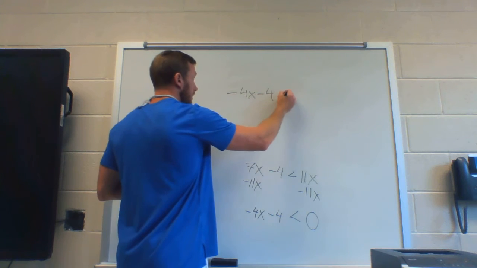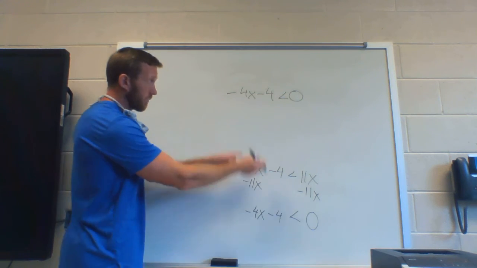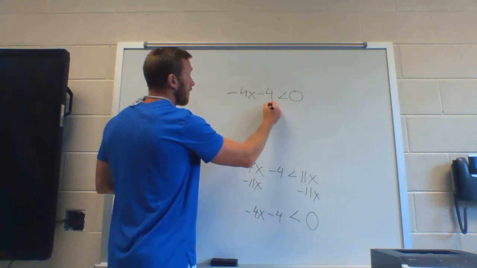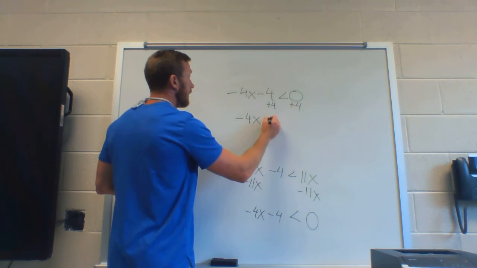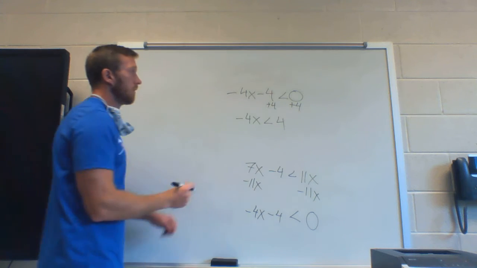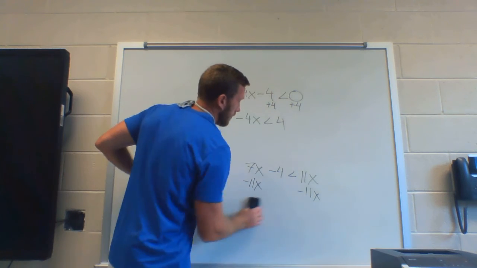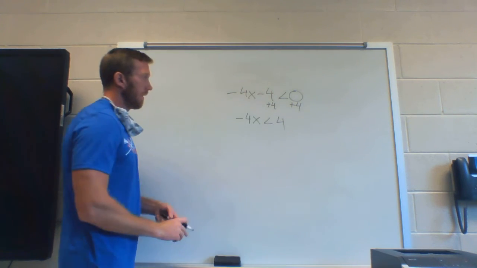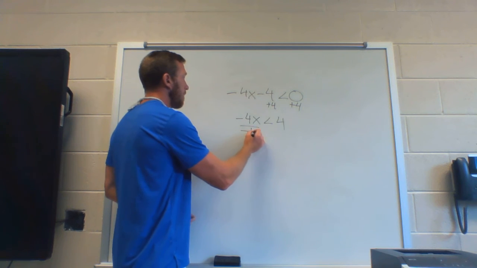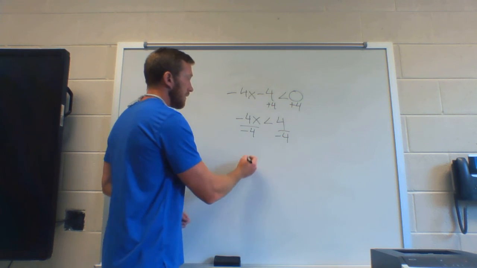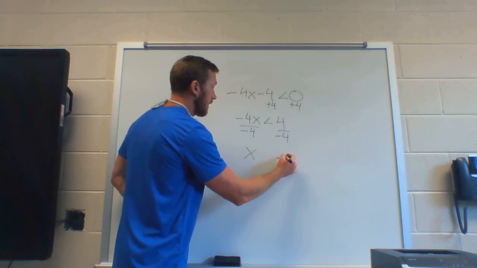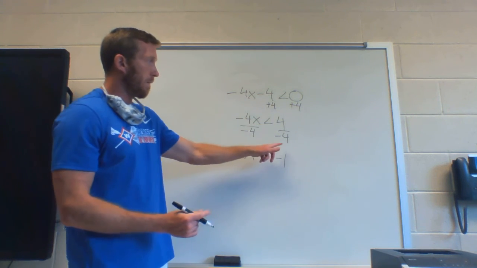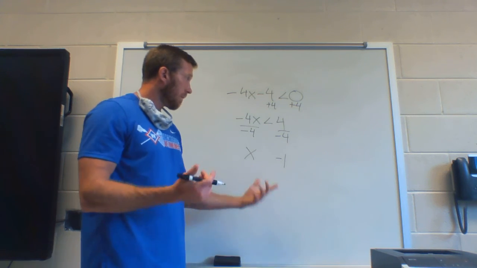-4x minus 4 is less than 0. That's where I was at. Move this 4 over by addition. -4x is less than 4. Can anyone guess what's going to happen next? x is something -1, right? 4 divided by 4 is 1. Bring the negative up top, -1.